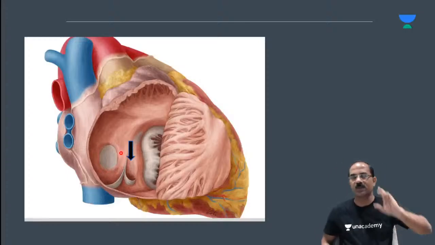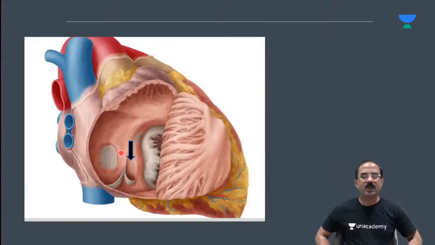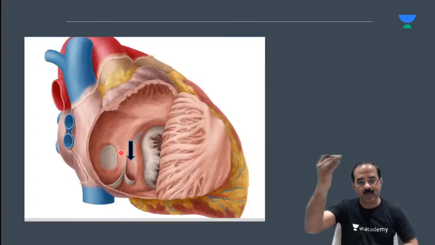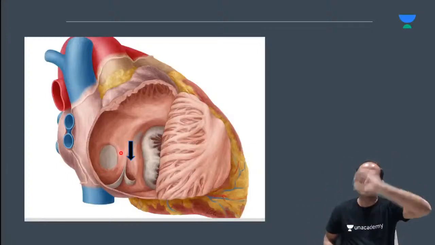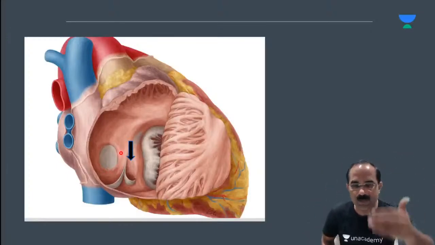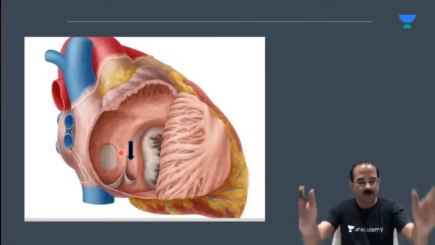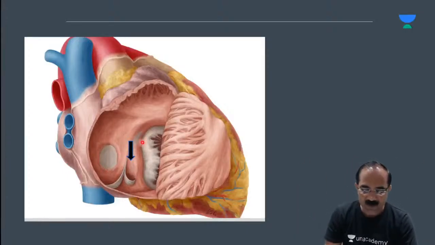Septum secundum. Remember this. Fossa ovalis is represented by septum primum. The septum primum will represent the fossa ovalis. And the limbus fossa ovalis is represented by septum secundum. Perfect. Now you tell me, students, this is the right atrium.